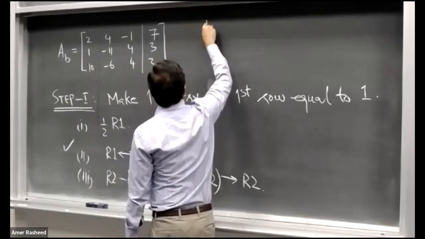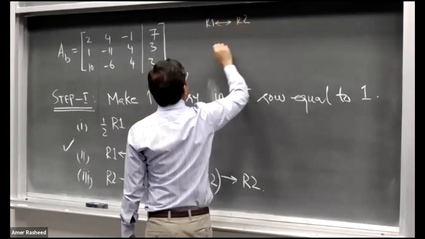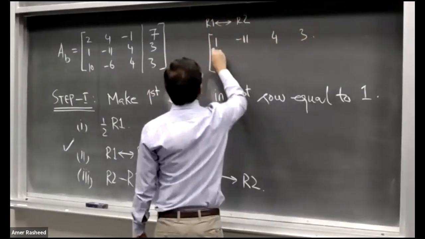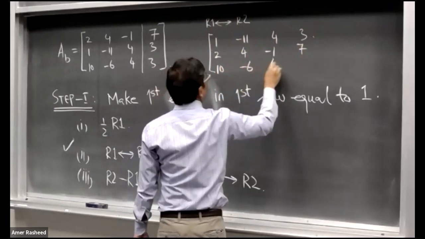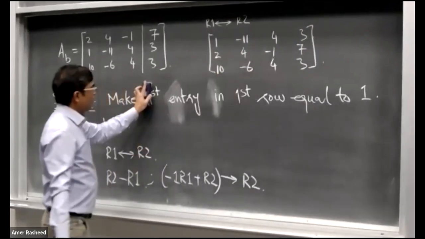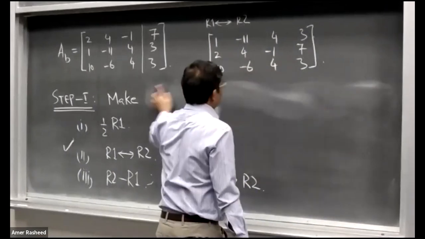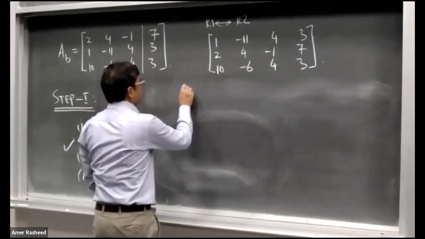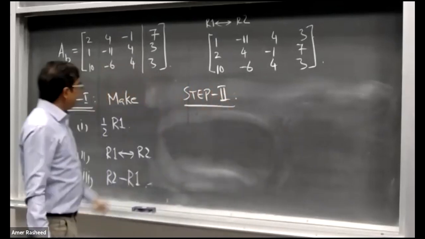So यहां पे आप क्या कर रहे हैं, R1 interchange with R2. ठीक है, this gives us what? 1 minus 11 4 3, 2 4 minus 1 7, and then 10 minus 6 4 3. This is what we have obtained here. I'm going to erase it. I hope you got this point. Now what we do in the next step, step 2. फर्स्ट एंट्री 1 बन गई.